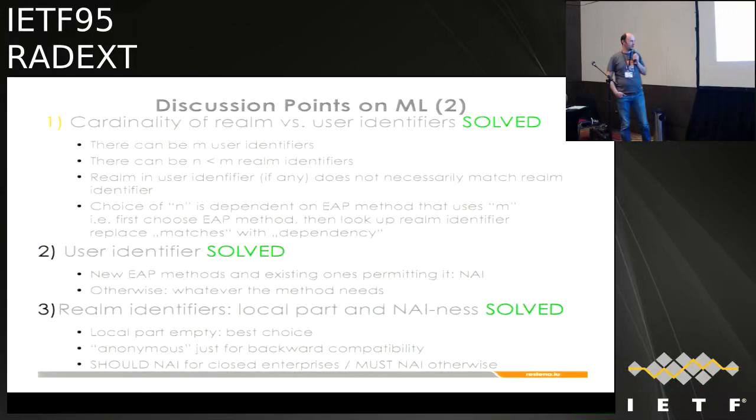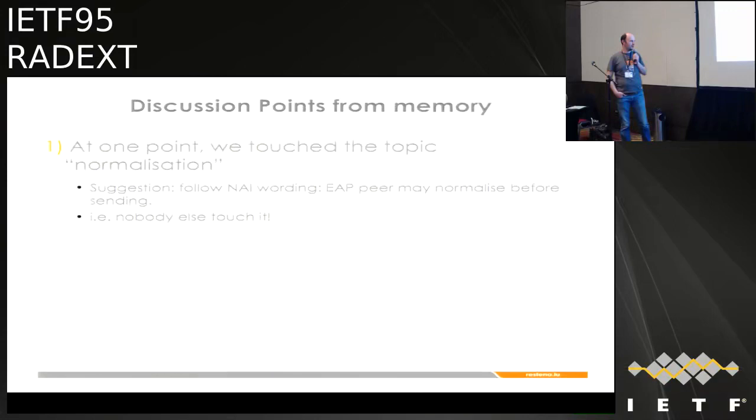Yeah, the last thing that we didn't touch on the mailing list yet, I guess we'd have to at some point, I remembered Honolulu, and there was this point discussed in the meeting that when we talk UTF-8, we may also want to talk about normalization. But the idea there was that we should follow the NAI document and say, okay, if an EAP peer thinks it would also want to normalize the string before putting it in EAP response identity, then it can do that. Nobody else should try to fiddle with it while it is in flight on the way to the EAP server. I think that's a good sane suggestion, and I will put that in the document. I simply forgot about that.